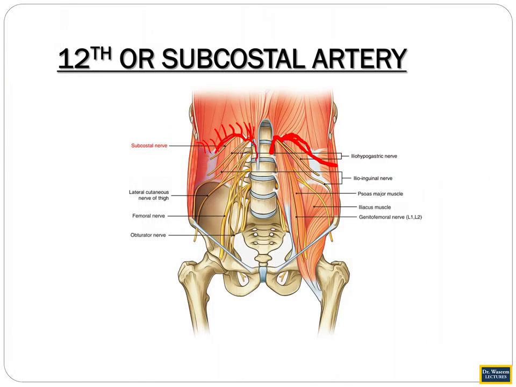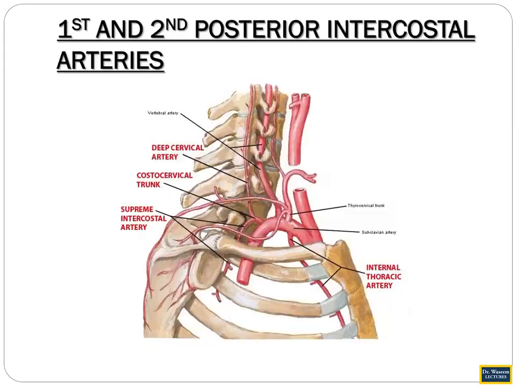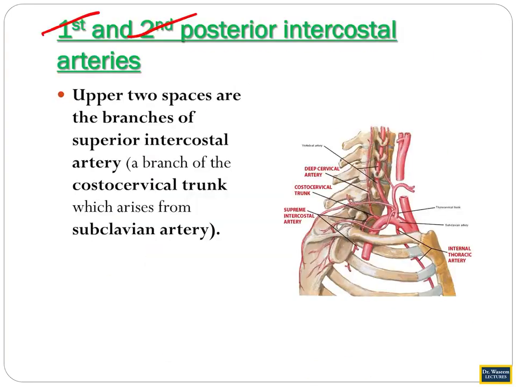But what about that first and second? Come back to the first and second. You see here, first and second, the posterior intercostal arteries emerge. Why? Because at that level we have the aorta from here. Above that we don't have the descending aorta, above that we have the arch of aorta.